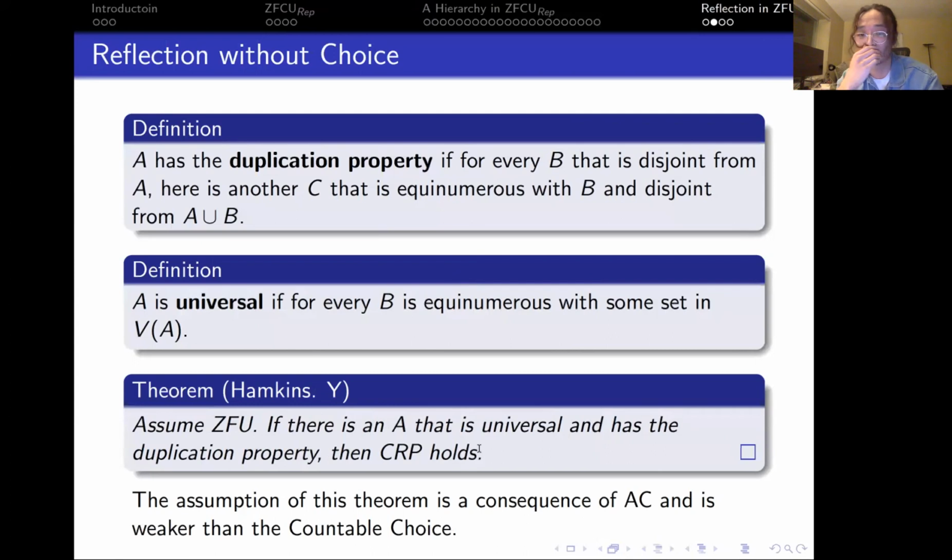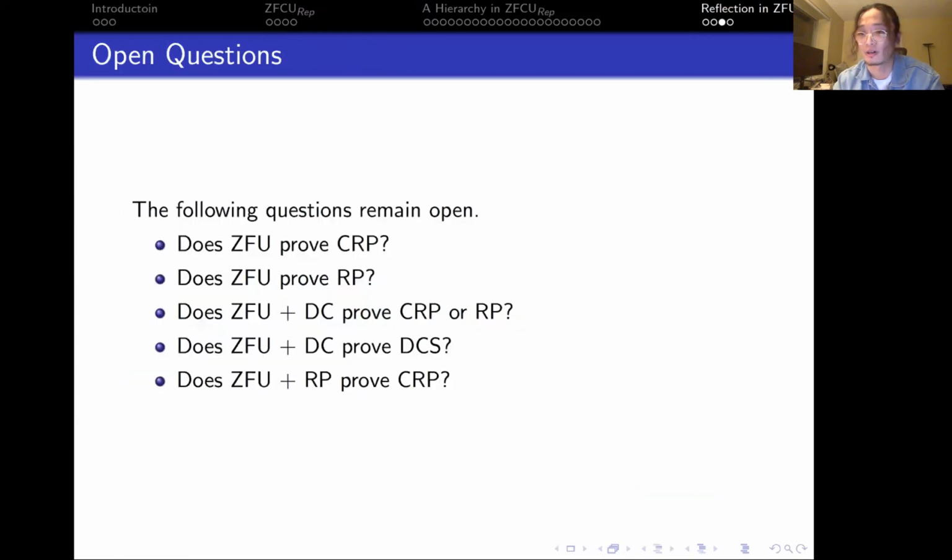The assumption of the theorem is a consequence of AC, but it's even weaker than choice. So that's an improvement. But in general, lots of things are still unknown. So these questions are all open. For example, does ZFU prove CRP? We don't know the answer. And does ZFU prove the partial reflection principle? We don't know.